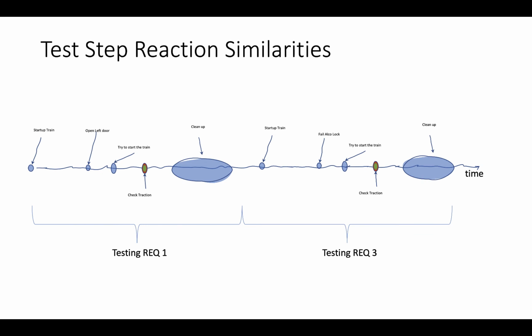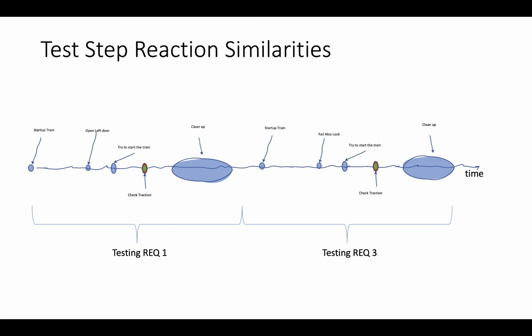For the third requirement, we start up the train, same as before, we fail the alcohol lock, and this is a new action. We try to start the train, same as before, and we check the traction, also same as before. And we clean up, which is also the same as before.